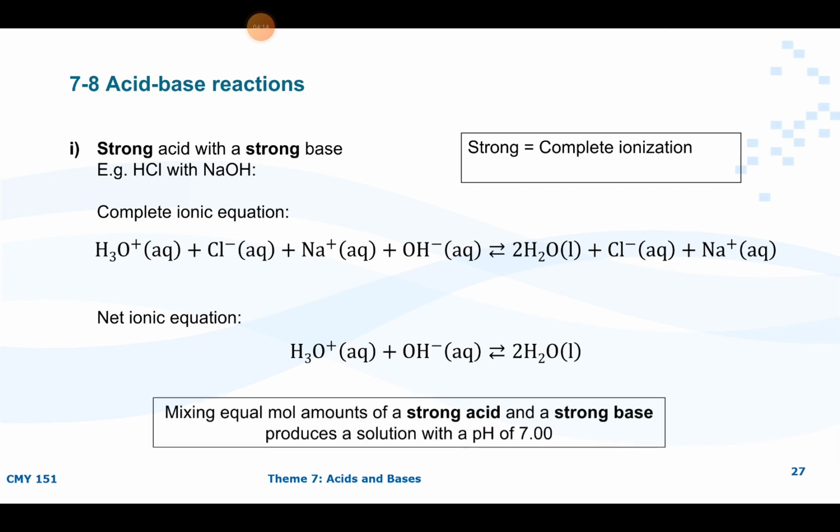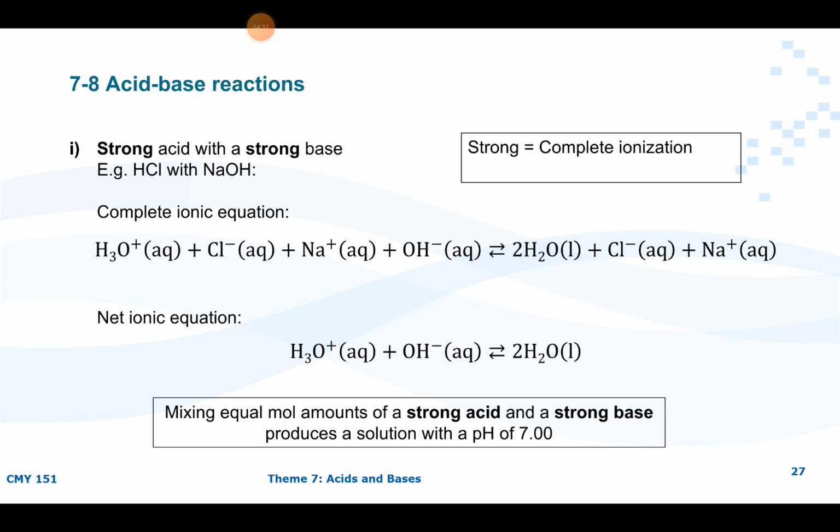Right, so that means if we have an equal mole amount of HCl with an equal mole amount of sodium hydroxide, that means 1 mole of hydronium is going to react with 1 mole of hydroxide, so they will neutralize completely, which means we won't have any excess acid or base left in the solution, and we expect a solution with a pH of 7.